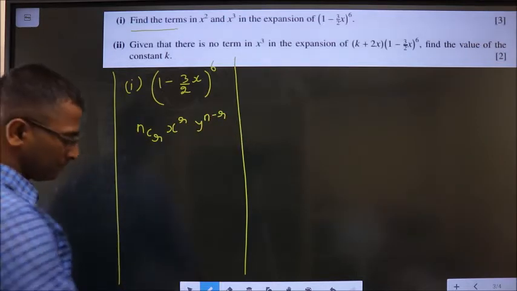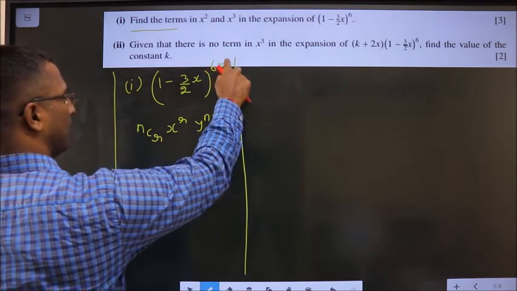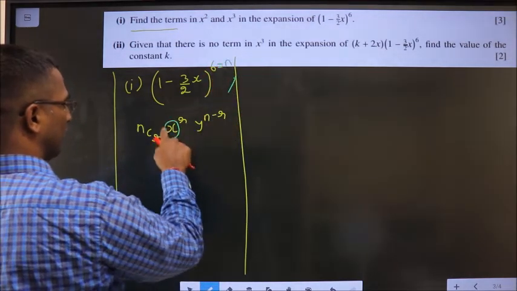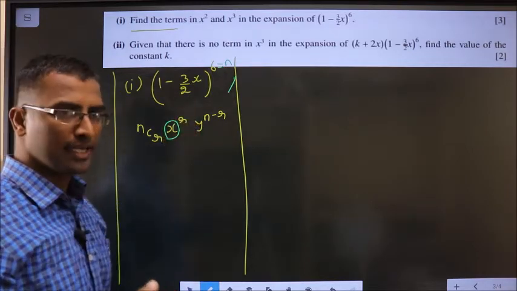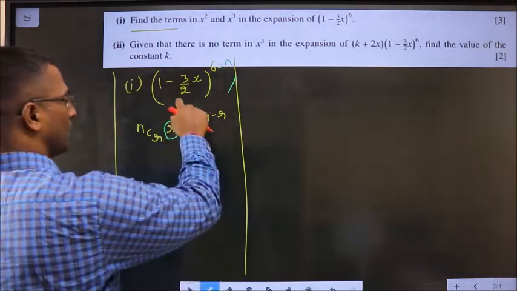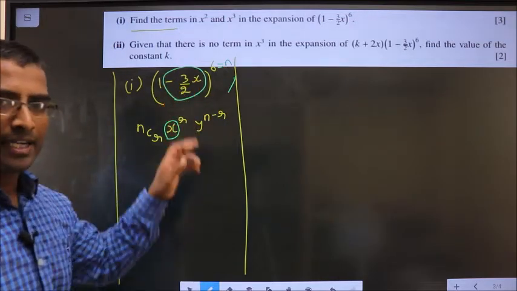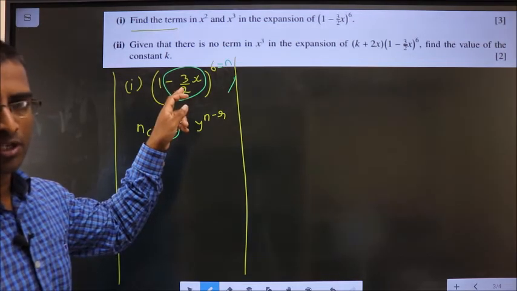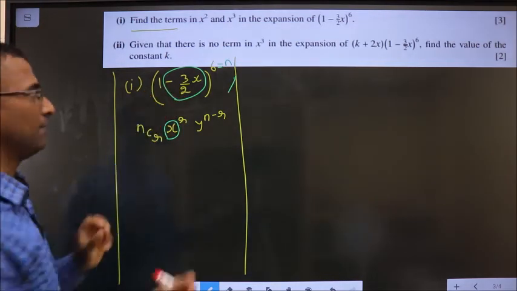Okay, now what is n that you take? The power will be n, and in place of x, what will you take? Inside the bracket, the x term should be taken for x. Here it is minus 3x by 2. Many forget to consider the negative sign, you should not forget. Okay, now the left out term in the bracket will be for y.